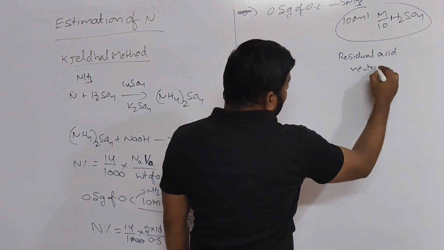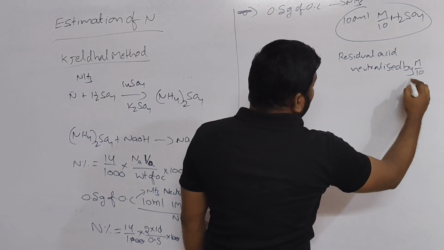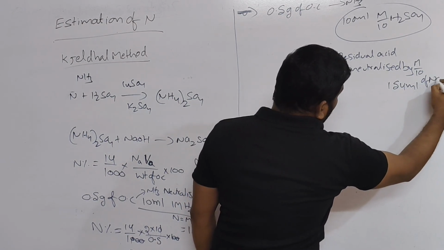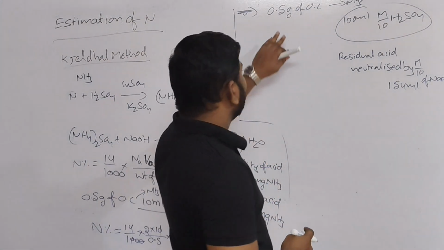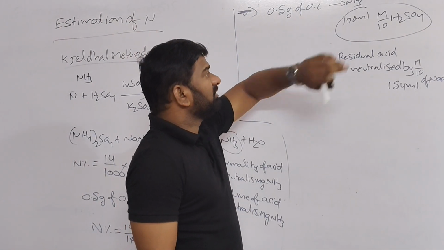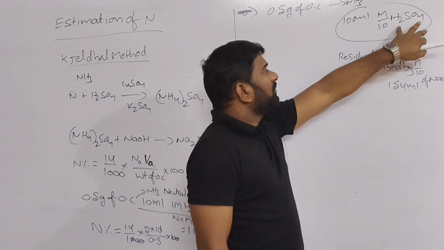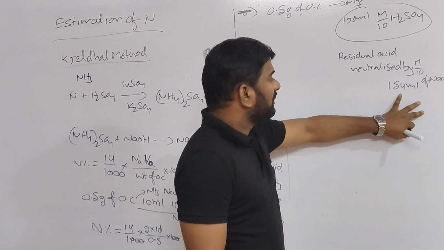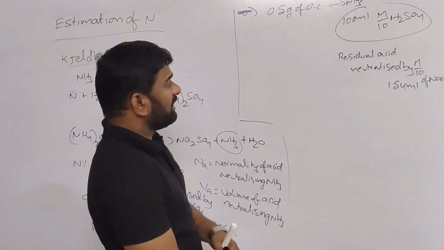is neutralized by 154 ml of M/10 NaOH. They gave 0.5 grams of organic compound subjected to the Kjeldahl method, and it gave NH3. That NH3 is absorbed in 100 ml of M/10 H2SO4. Later the residual acid is neutralized by 154 ml of M/10 NaOH. Then what is the nitrogen percentage in this method, they asked.